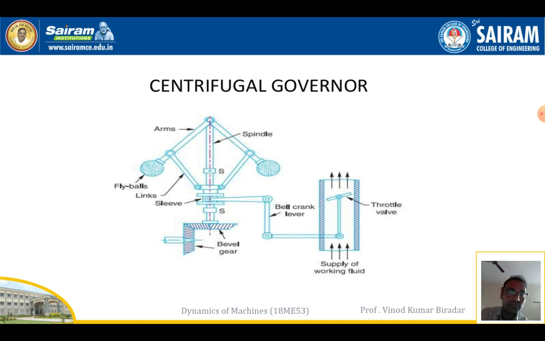Okay, so when the engine speed increases, the throttle valve is closed and the working fluid supply decreases. And when the load of an engine decreases, the engine speed and the governor speed increase. As a result, the centrifugal forces on the balls increase, and due to this the working fluid supply moves from one place to another.